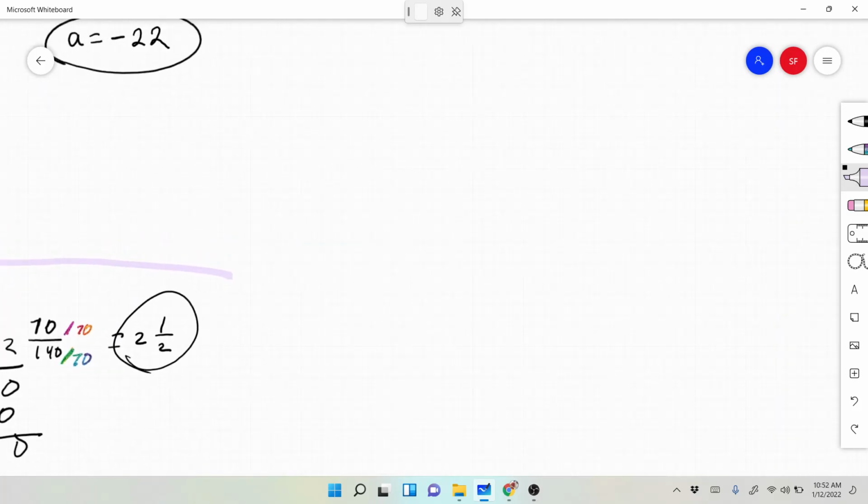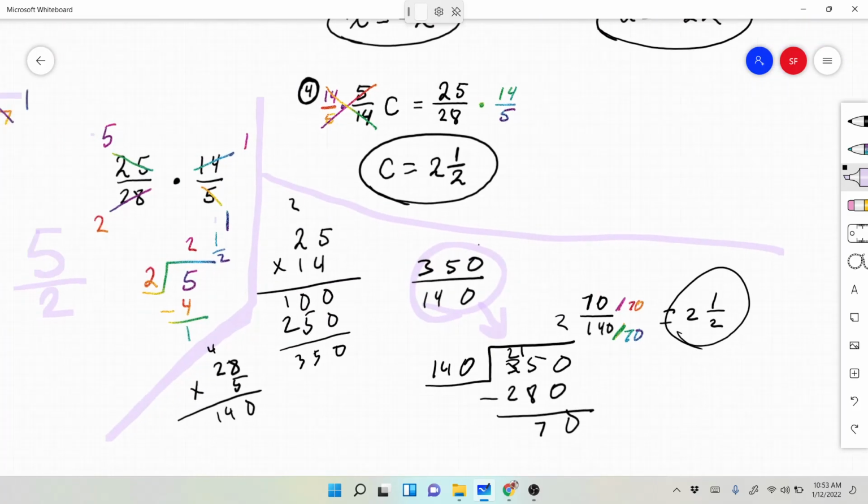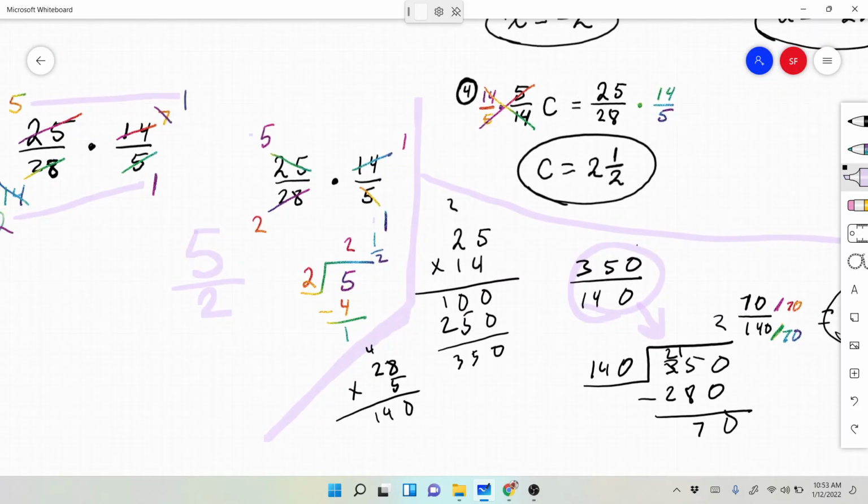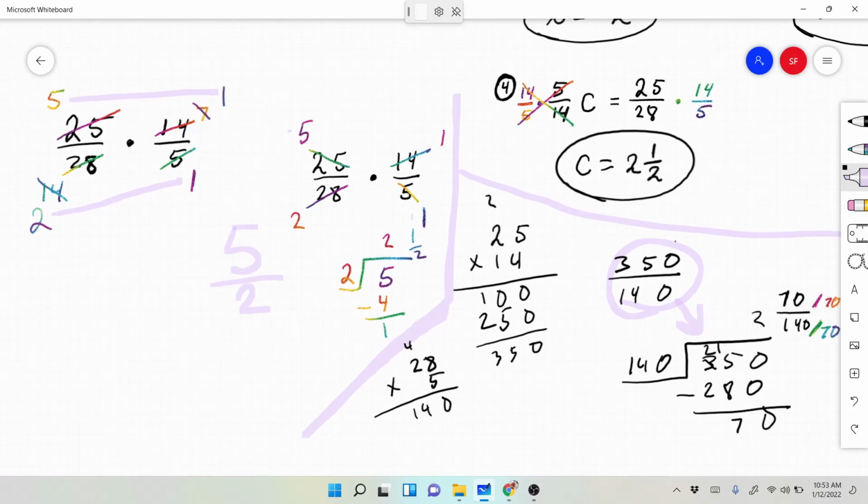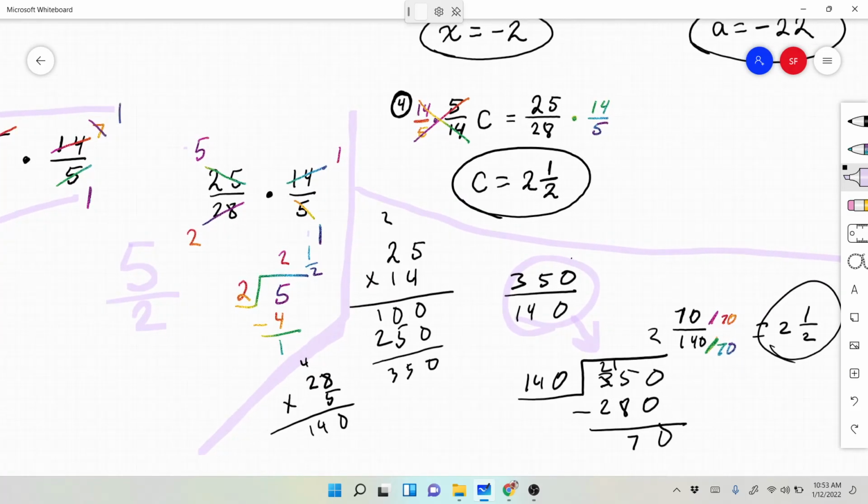Let's do another one like this. Yeah, finish it. Where are you? I thought you were finishing it. You're like basically at the finish, aren't you?